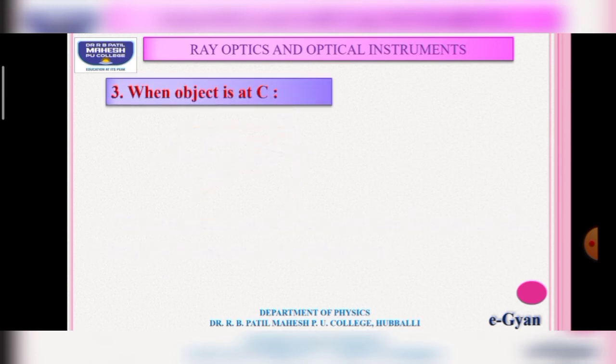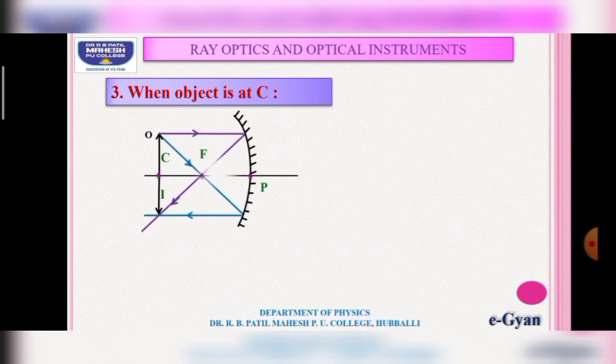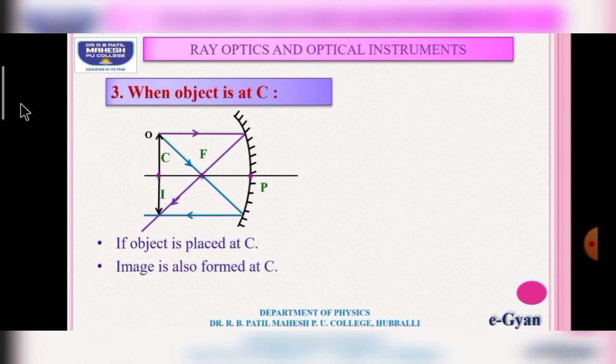Third one, when the object is placed at C, that means when the object is placed at the center of curvature, the image is also formed at the center of curvature. When the object is placed at C, image is also formed at C. Magnification is equal to 1. That means the size of the image is equal to size of the object. Image is real, inverted.